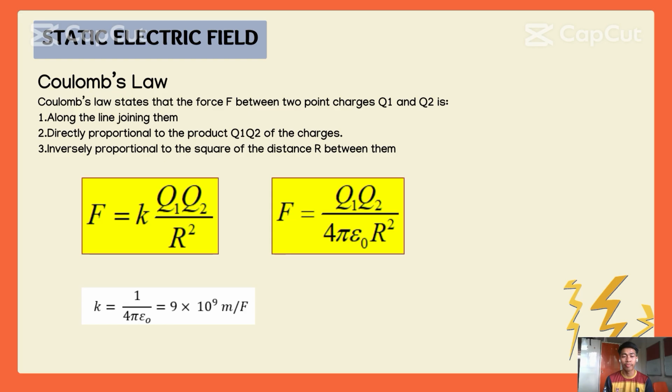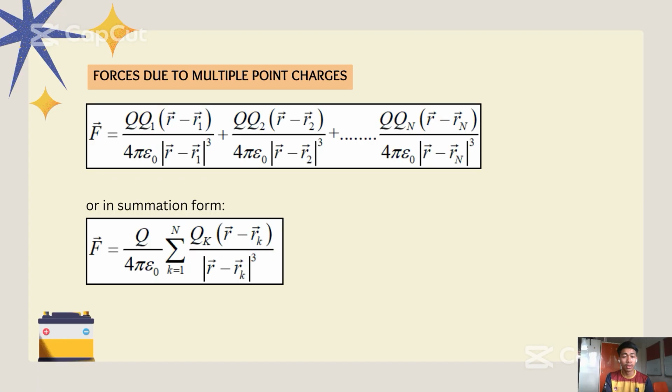between them. This is the formula that we use, which is F equals K Q1 Q2 over R square, and we replace the K with 1 over 4 pi epsilon naught. Then we get the formula F equals Q1 Q2 over 4 pi epsilon naught R square. Force due to multiple point charges.